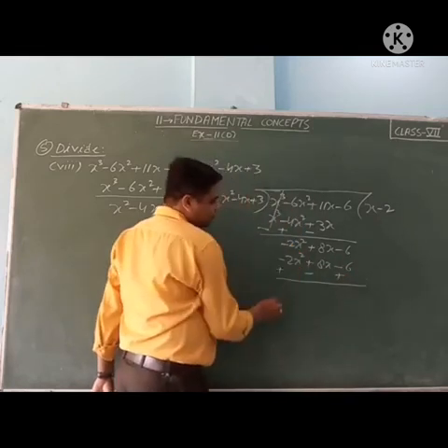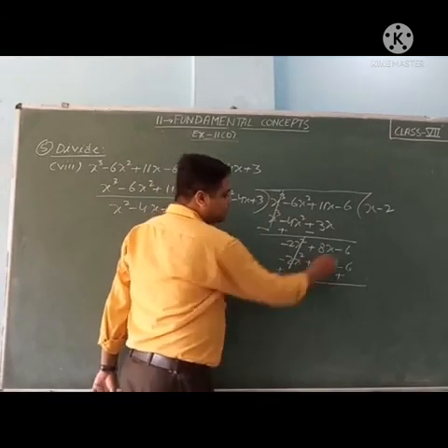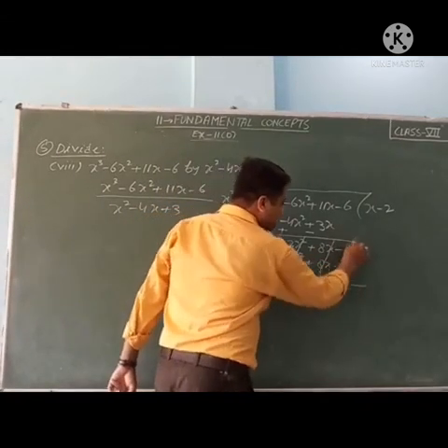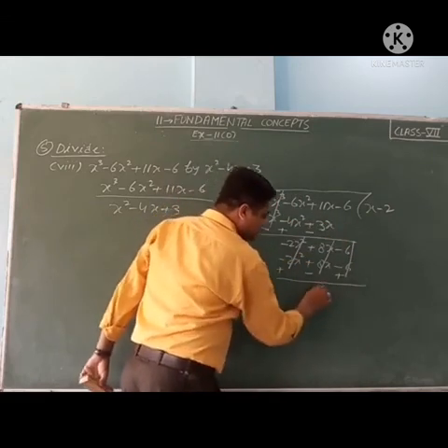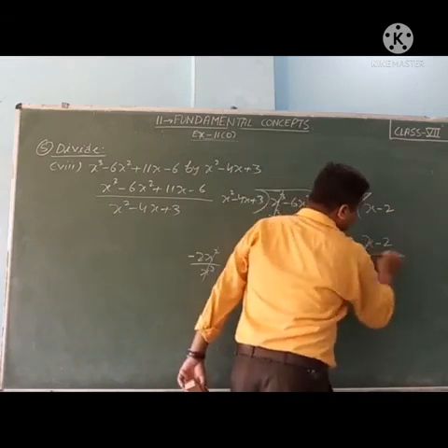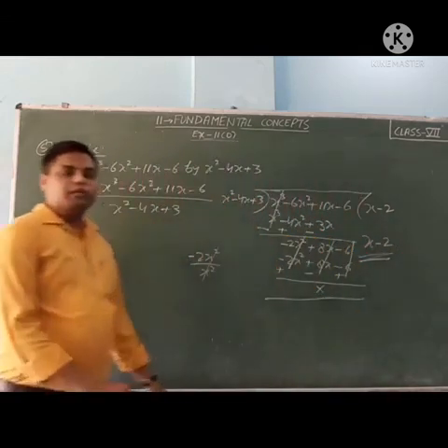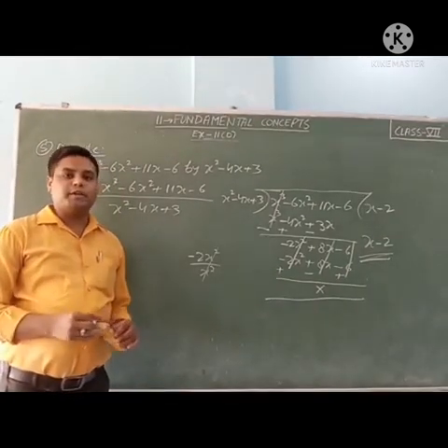So minus 2x square plus 2x square cancel. Plus 8x minus 8x cancel. Minus 6 plus 6 cancel. So no other term is written. The solution is completed. So students, the answer is x minus 2. So students, watch the video carefully. Exercise 11D is completed. Thank you.